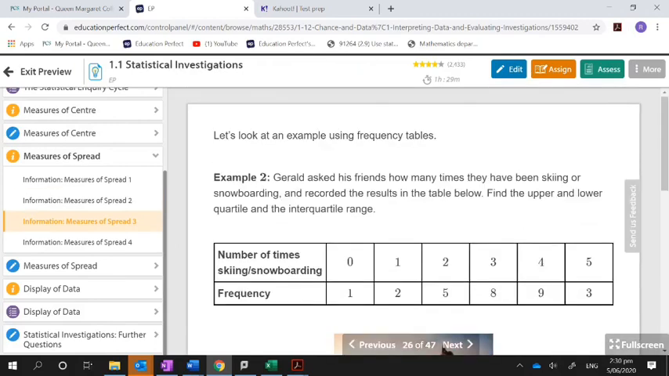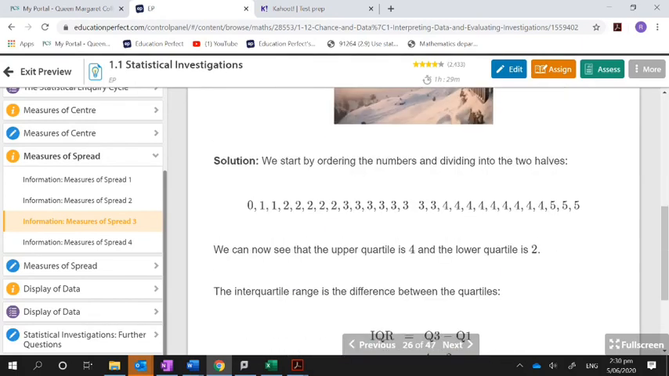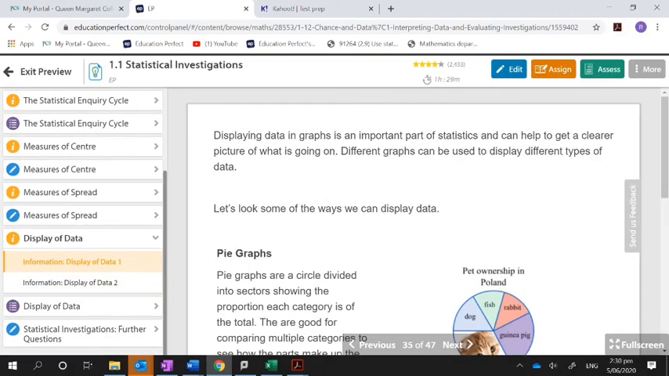Excellent. There's another example. Again, just leave them in order. Why did they break it in half here? Yeah, there were 2 numbers there, so the median is the average of the 2. So if there's 2, you just find the mean of them. Yep, there you go.